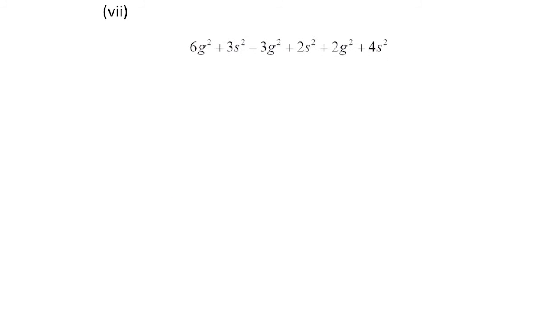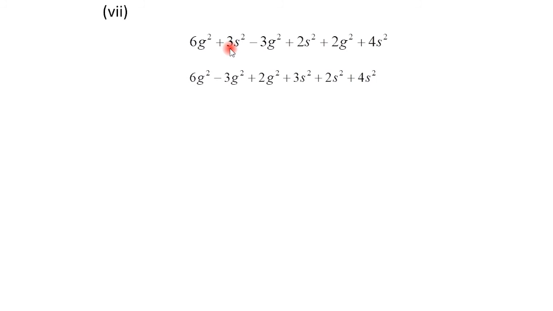Example number 7. We have 6g to the power of 2 plus 3s to the power of 2 minus 3g to the power of 2 plus 2s to the power of 2 plus 2g to the power of 2 plus 4s to the power of 2. Again, you bring forward the g's first before you list the s after. So the next step would be, this is to minimize making mistakes. So 6g to the power of 2 minus 3g to the power of 2 plus 2g to the power of 2 plus 3s to the power of 2 plus 2s to the power of 2 plus 4s squared.